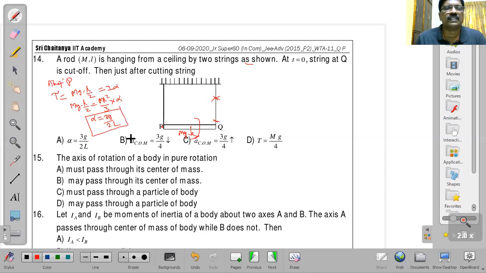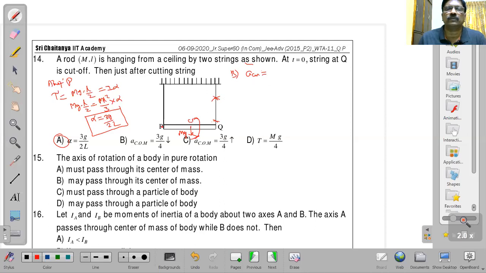If angular acceleration is this one, then what is the acceleration of center of mass? So here A is correct. Then what is the acceleration of center of mass? B. Acceleration of center of mass means A_CM is equal to R alpha, perpendicular here, in this direction, that is equal to R into alpha.